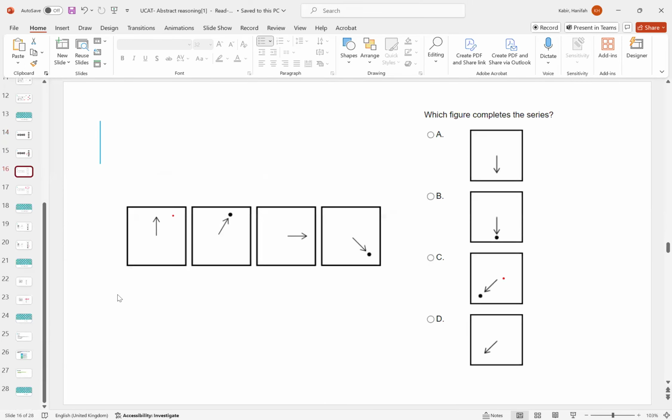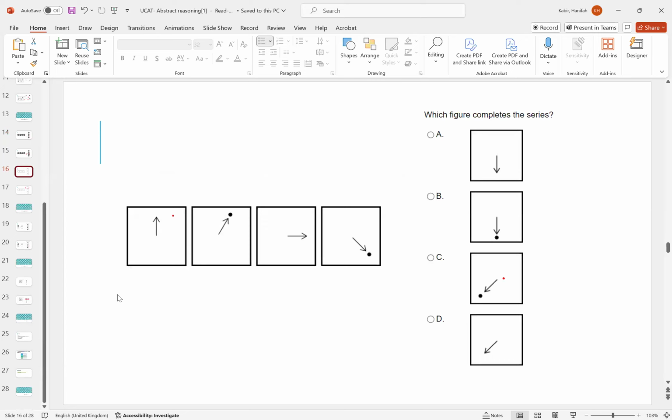Let's have a go at the sequence. Ignore the red dot, that's just someone's pen mark. Okay, this one should be quite easy. Everyone that chose A, raise your hand. Everyone that chose B, raise your hand. Everyone that chose C, raise your hand. And everyone that chose D, raise your hand.